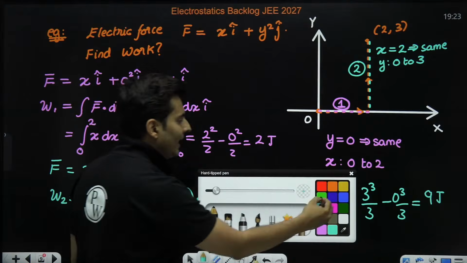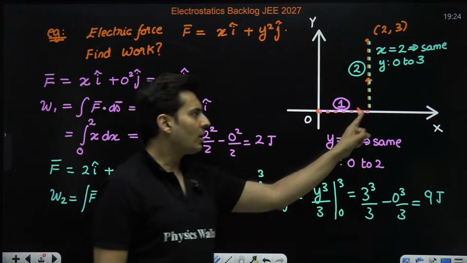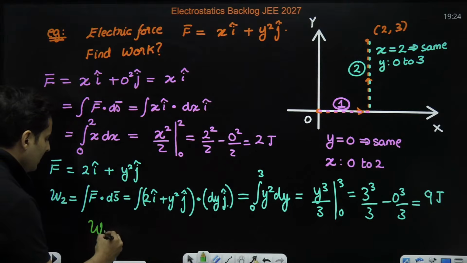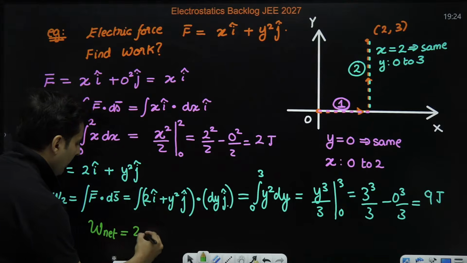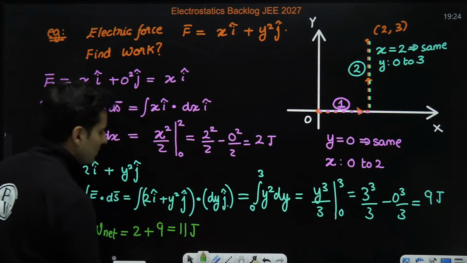Now comes the final answer. Here to here the work was 2. From here to here the work was 9. So it's obvious that the net work done in the entire path was 2 plus 9, which is 11 joules. That is the answer.